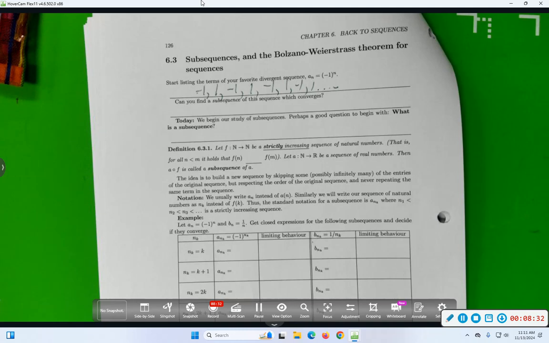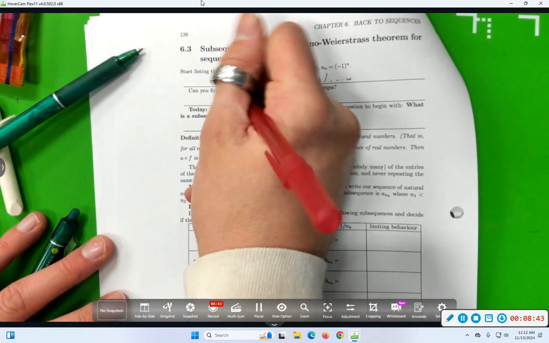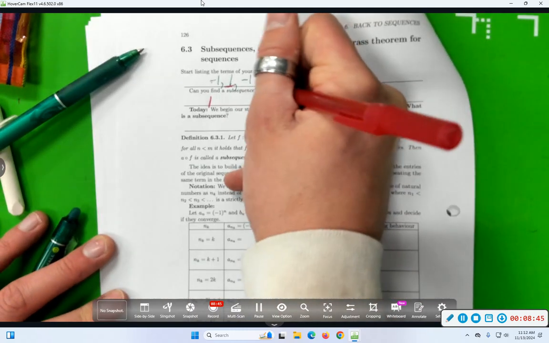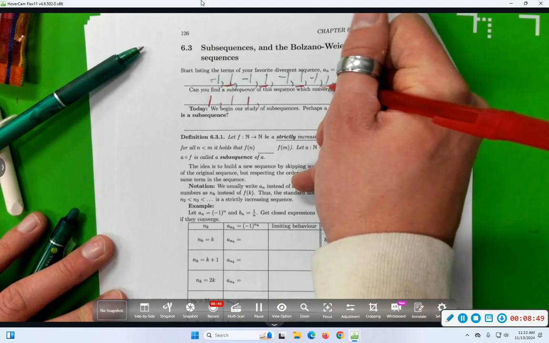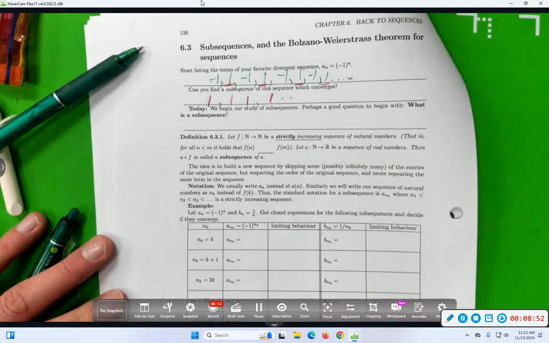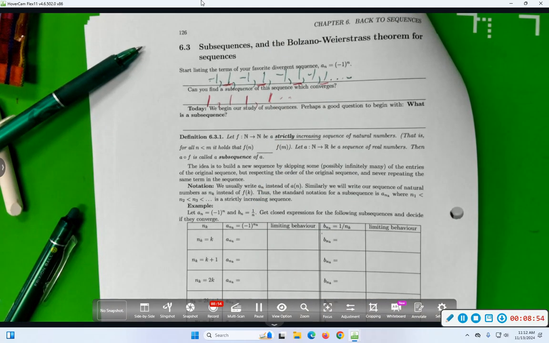A sequence of 1s. Yeah, how about just a bunch of 1s? I haven't told you what a subsequence is, but does it seem reasonable to say that that should be a subsequence of this? Yeah, you'd take this 1, 1, take this 1, 1, take this 1, 1, dot, dot, dot. Does that seem to converge?